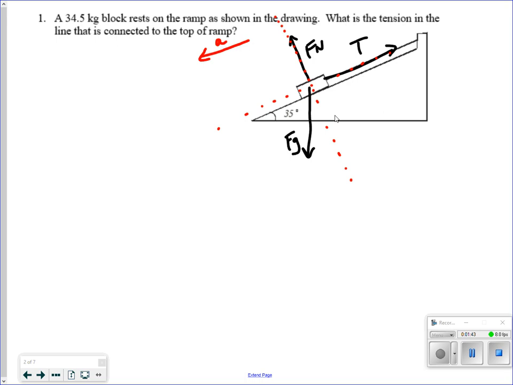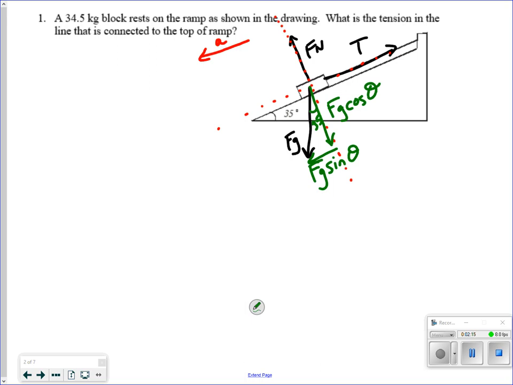So when we have something that's diagonal, we're going to break it up into left and right, up and down vectors. I'm going to make what I call the triangle within the triangle. Because of geometry, this is still a 35-degree angle right there. This one, being the opposite side, is going to be FG sine of theta. And this is going to be FG cosine of theta.